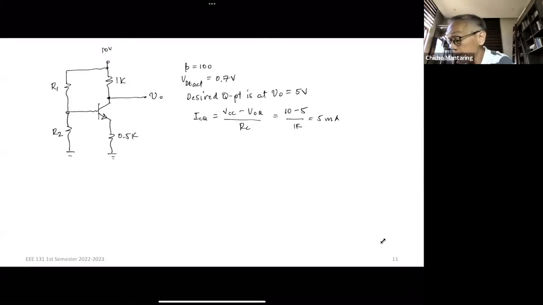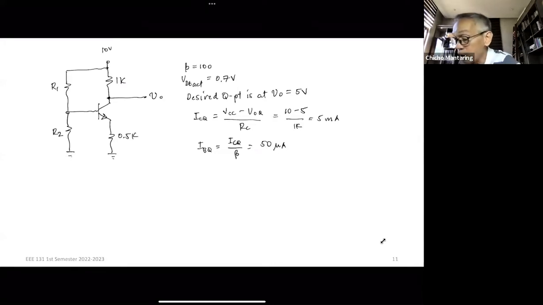And my IBQ will be equal to ICQ over beta. So that's 5 over 100, 0.05 mA or 50 microamperes. Okay, so now I want to determine a value of R1 and R2. You can choose any value of R1 and R2.